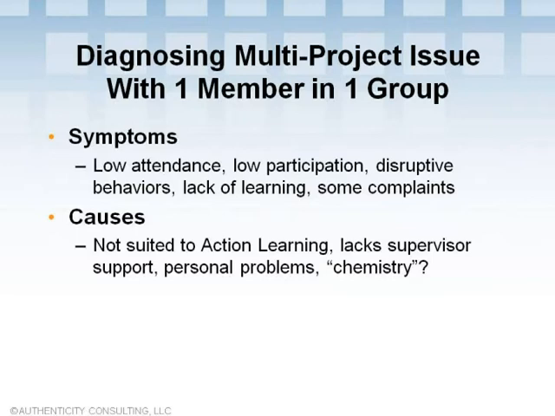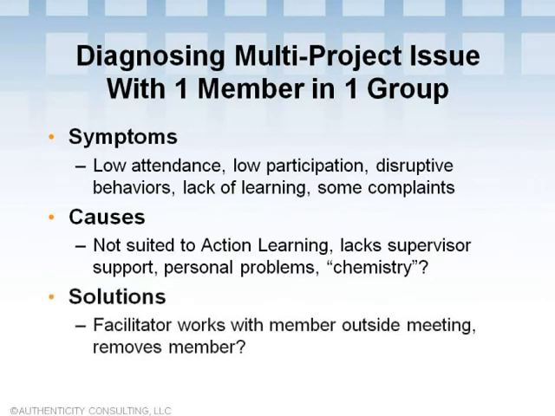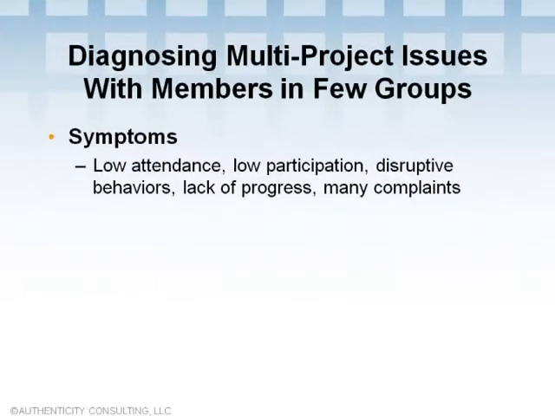He might have a personal problem going on right now, and again, there might be just, I'll call it, a mismatched chemistry with other members. And solutions? The facilitator might work with the member outside of the meeting, or ultimately they might just have to remove the member altogether. Remember that a multi-project program often has more than one group.